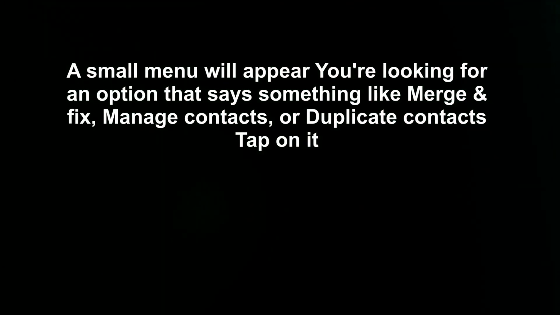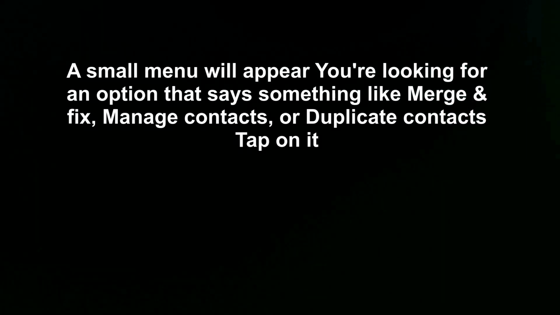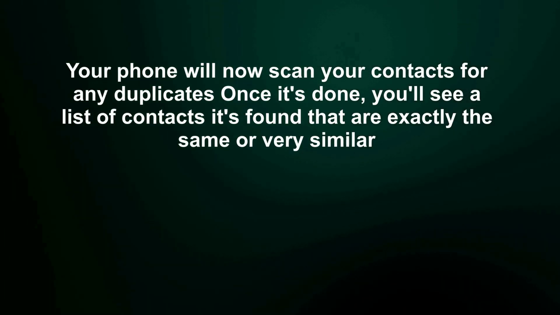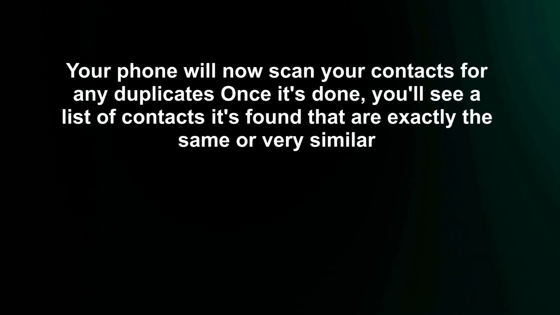You're looking for an option that says something like Merge and Fix, Manage Contacts, or Duplicate Contacts. Tap on it. Your phone will now scan your contacts for any duplicates. Once it's done, you'll see a list of contacts it's found that are exactly the same or very similar.